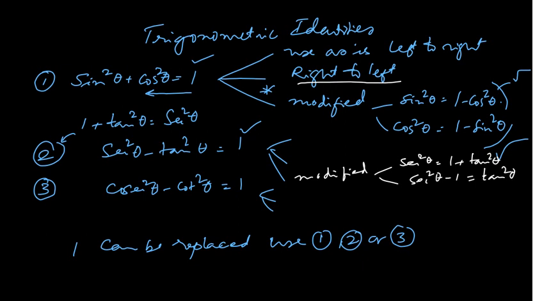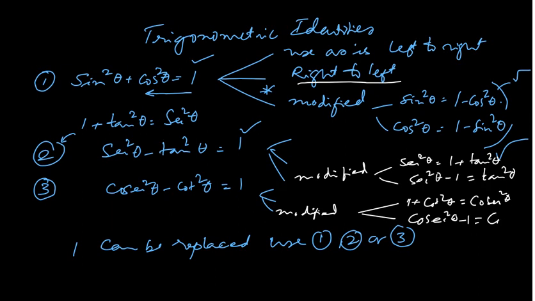Here also you will have the modified: 1 plus cot square theta equal to cosecant square theta, or cosecant square theta minus 1 equal to cot square theta. Same thing but modified, you know. It's the same formula.